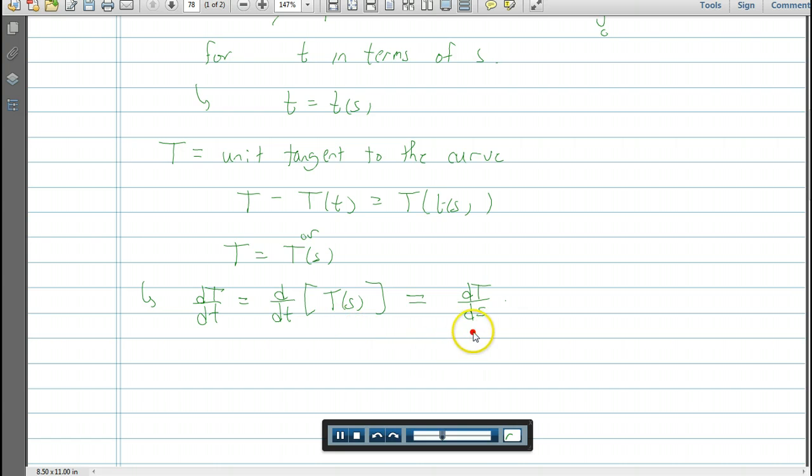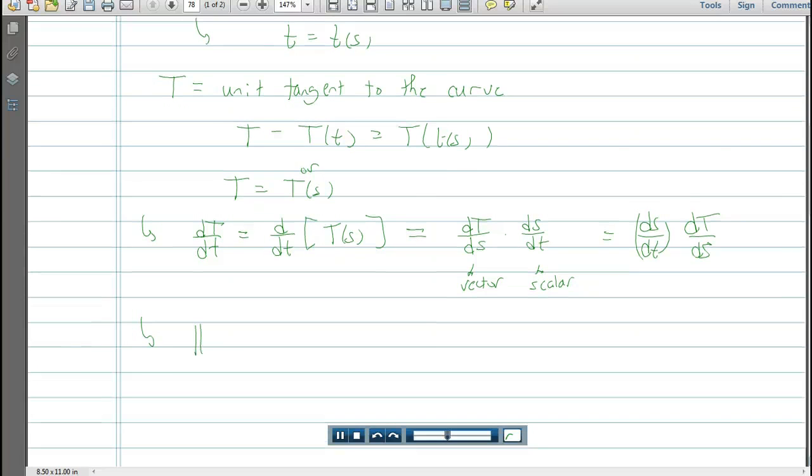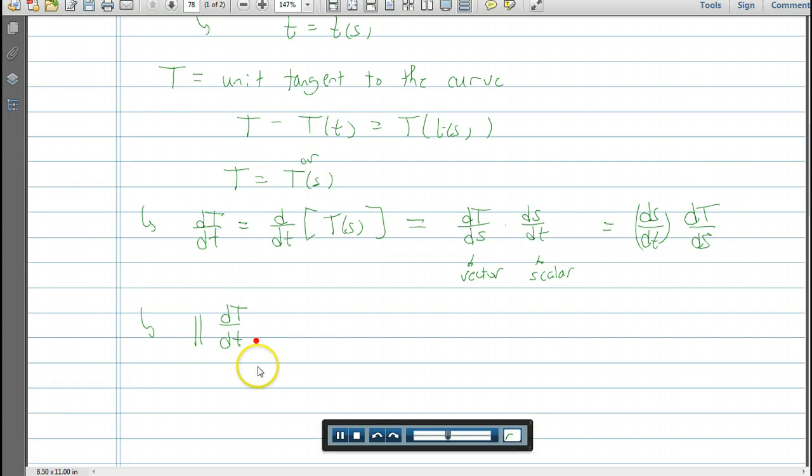To do that, you're going to use the chain rule. You're going to take the derivative of the outside function like normal and multiply that by the derivative of the inside function. Now this is a vector quantity, this is a scalar quantity, and we usually write our scalars in front of our vectors, so we're going to do that. Put ds/dt and then times the derivative of the unit tangent with respect to s. And that can show us that the length of the derivative of our tangent vector with respect to t is equal to the speed, or the magnitude of the speed, times the length of this vector, and that's how we defined curvature before.